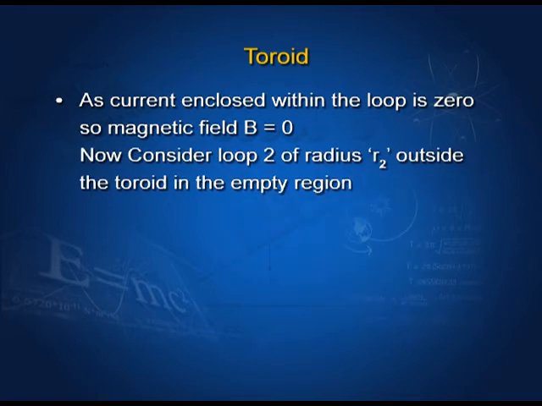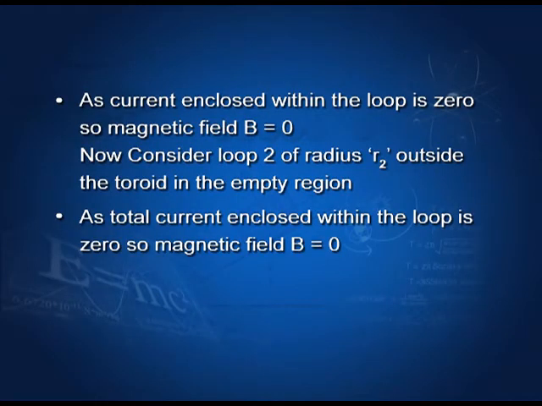Let us consider loop 2 of radius r2 outside the toroid in the empty region. If we join this loop 2 with the center, then we observe the line joining the center with the circumference intersects the current carrying conductor at 2 points. Once the current is coming outward, second the current is going inward. As the current is equal, the net current will be 0. As a result, the magnetic field will also be 0.